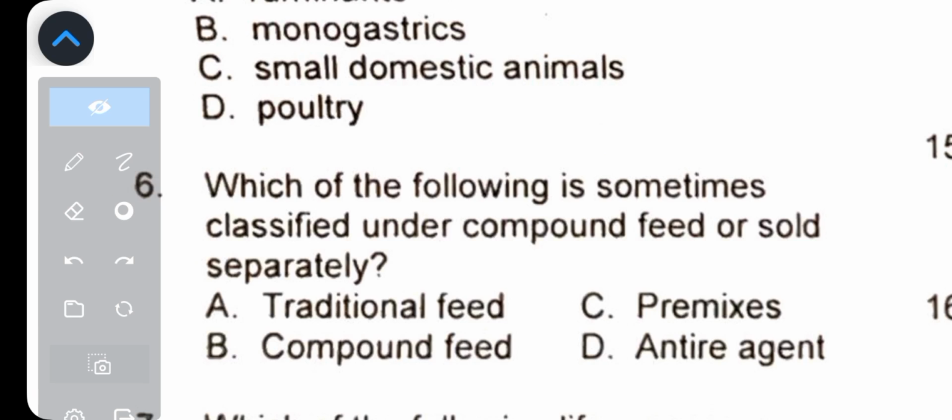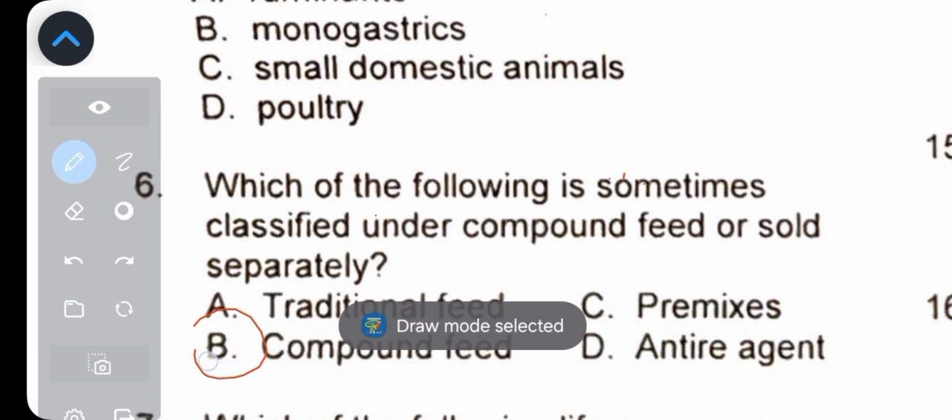Which of the following is sometimes classified under compound feed and is sold separately? You have traditional feed, compound feed, premixes, anti-agent. And the answer to this is B, compound feed.